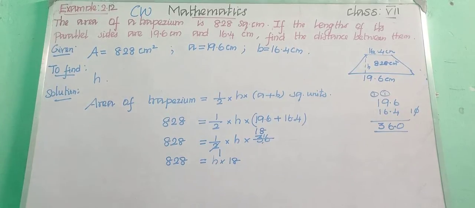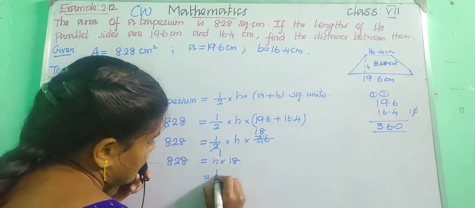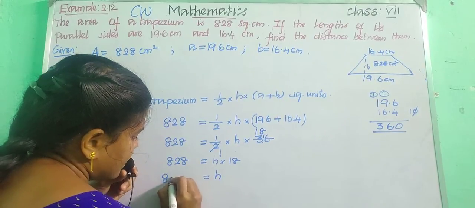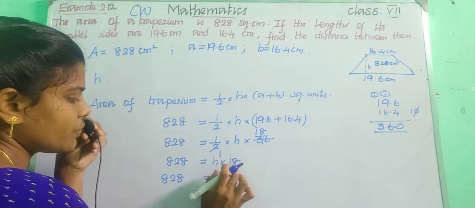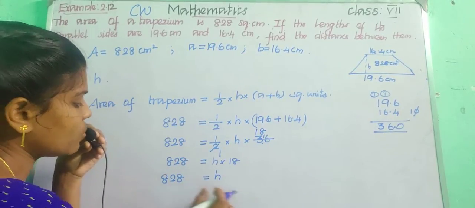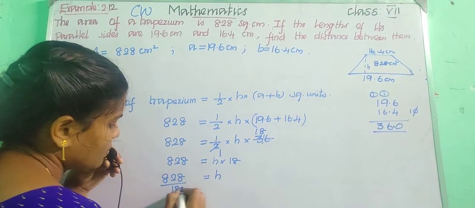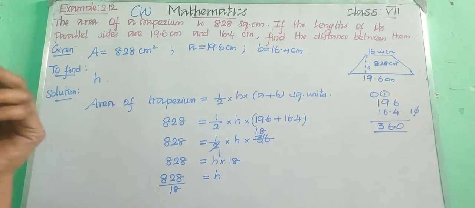Okay, children, so here h equal to 828. Here we are having 18 in multiplication, so if you are moving it to this side, it will move as divide. So 828 divided by 18.